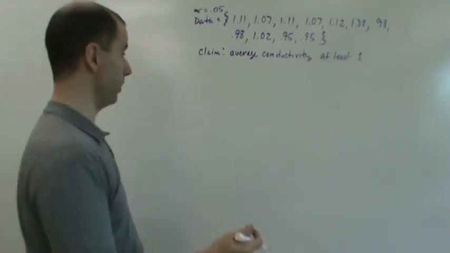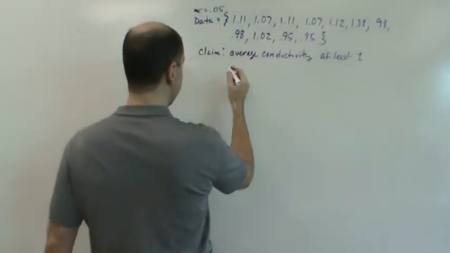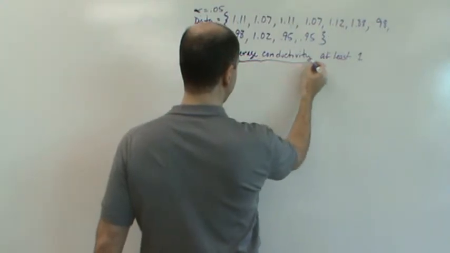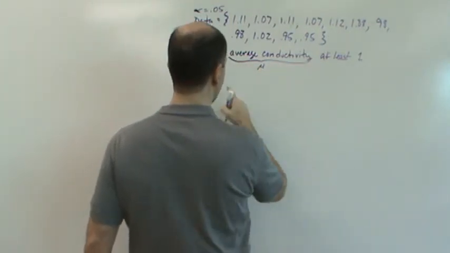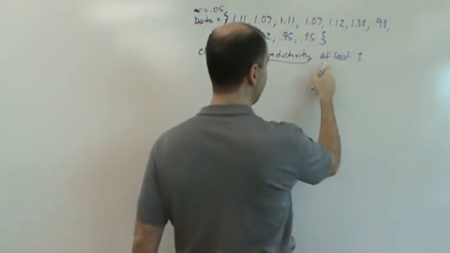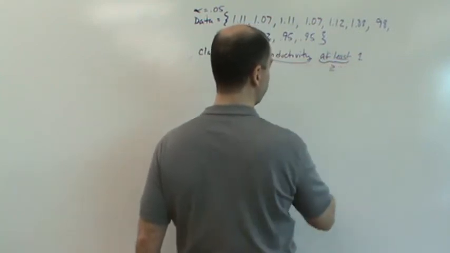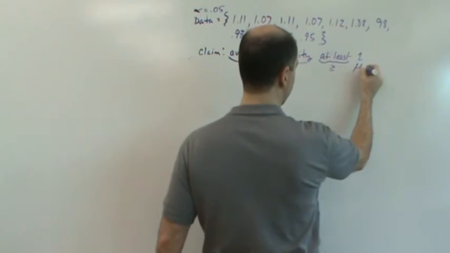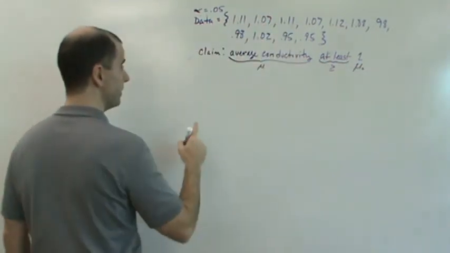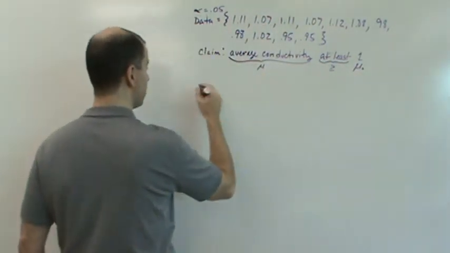we have to use the t-distribution. So the claim here, it says average, so this is going to be mu, right? Average conductivity. The claim is that the mu is what? At least. Well, what does at least mean? It means greater than or equal to 1. And so this is our mu naught. So now, in this case, this is the null hypothesis.